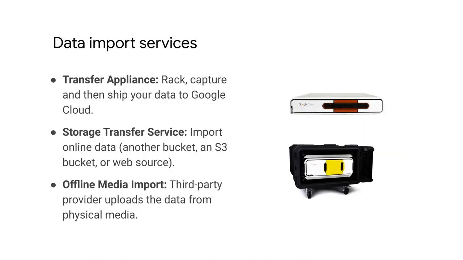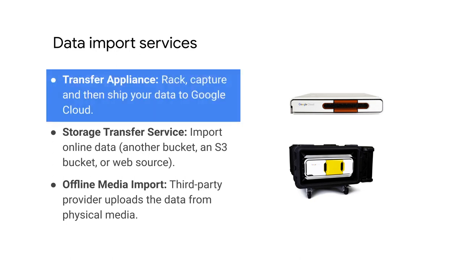The Cloud Console allows you to upload individual files to your bucket. But what if you have to upload terabytes or even petabytes of data? There are 3 services that address this: Transfer Appliance, Storage Transfer Service, and Offline Media Import. Transfer Appliance is a hardware appliance you can use to securely migrate large volumes of data from hundreds of terabytes up to 1 petabyte to Google Cloud without disrupting business operations. The images on this slide are transfer appliances.